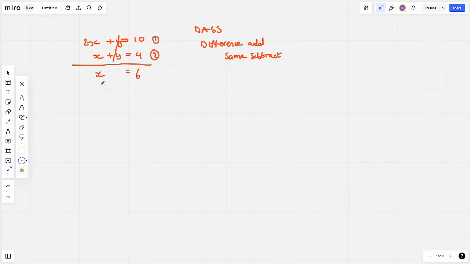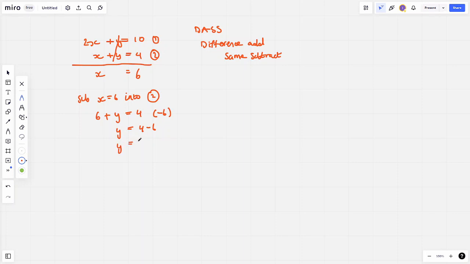So brilliant. We've already got our single value of x. So that is x equals 6. And what we're going to do with that is substitute x equals 6 into any equation you like. So let's just go with equation 2. So we've got 6 plus y equals 4. So what we're going to do is minus 6 from both sides. So we've got y equals 4 minus 6.